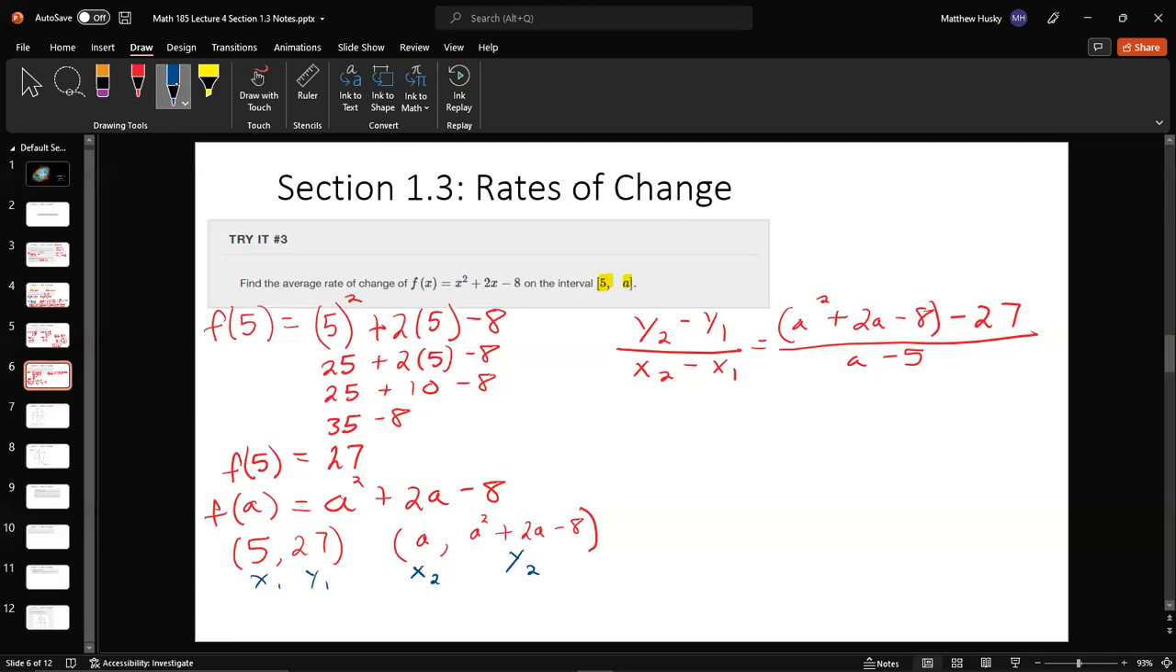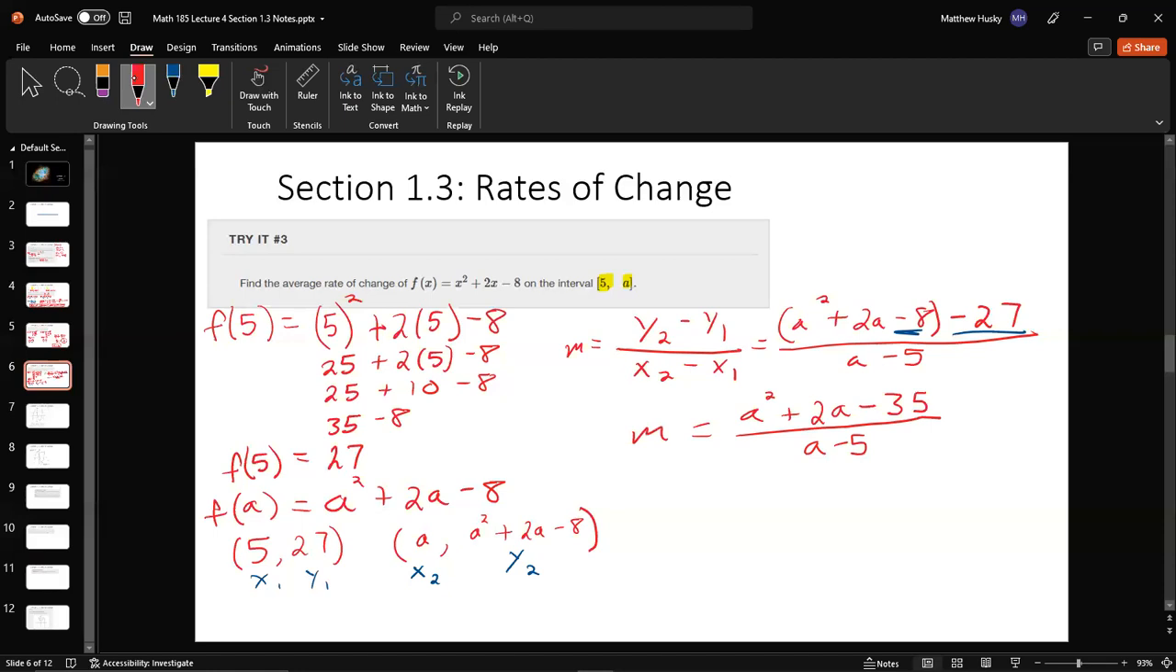We can clean this up a little bit. -8 minus 27, that'll give us what? Negative 35. So that'll be a squared plus 2a minus 35 all over a minus 5. And that's the slope. And then we're not quite finished yet.